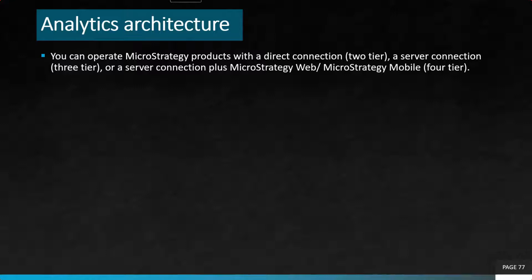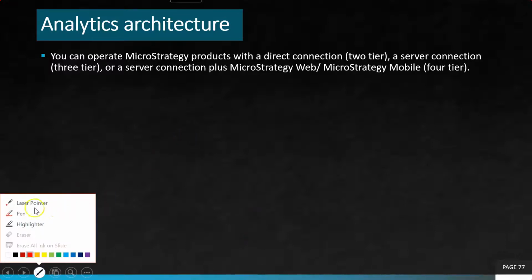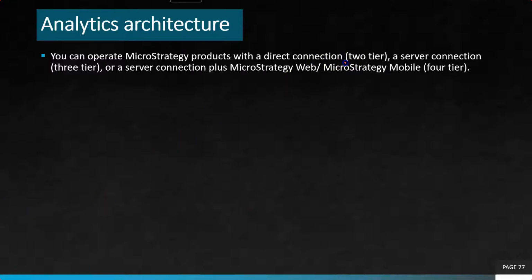You can operate your MicroStrategy product with a direct connection, which is two-tier. If you have to connect, you also have options with three-tier. And if your web server is on its own server and your intelligence server is on its own server, in that scenario you have the four-tier architecture.